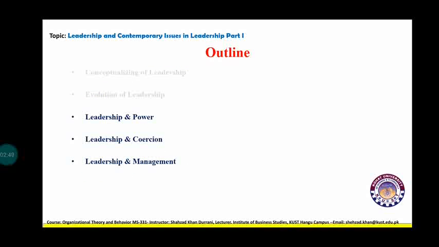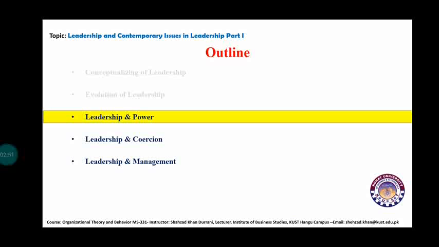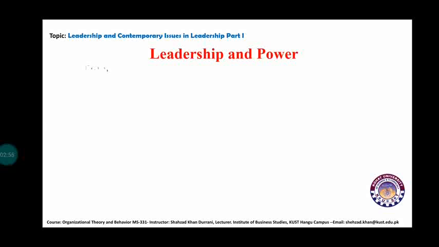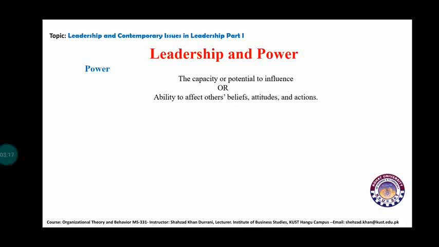Now our next topic is leadership and power. So we will try to differentiate between them. So let's start. Power. How can we define power? It can be defined as the capacity or potential to influence, your ability or your capacity or your potential to influence your followers. Or it can also be defined as the ability to affect others' beliefs, their standards and their actions.